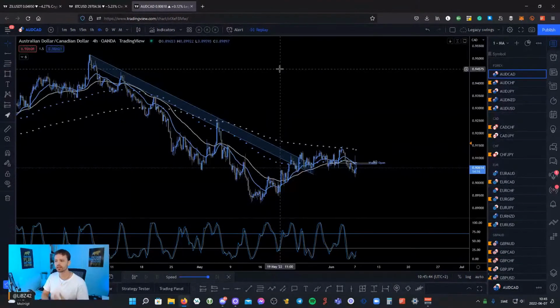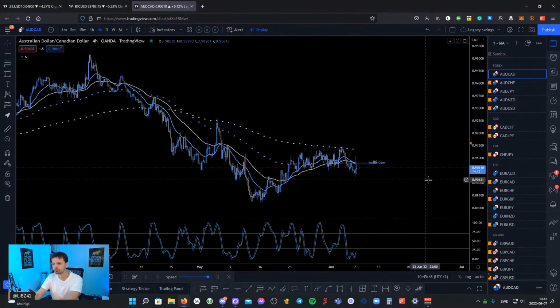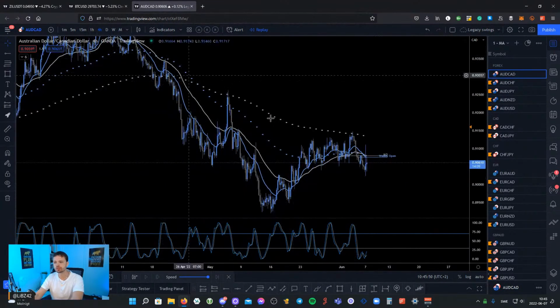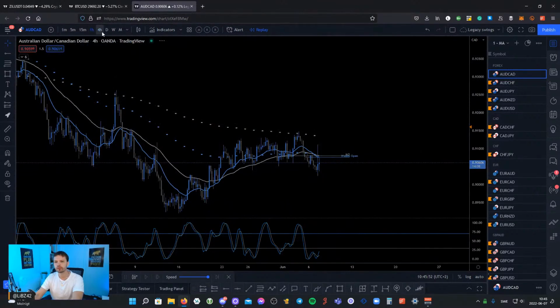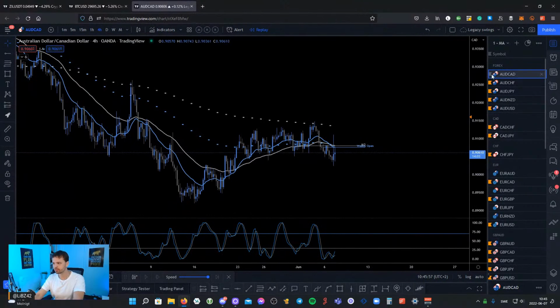All right. So we got AUD CAD. AUD CAD, we should be looking for shorts. What's on the 4 hour here? What's happening on the 1 hour? Yes, we should be looking for shorts here sometime in the near future. So I'm adding that to the orange list.